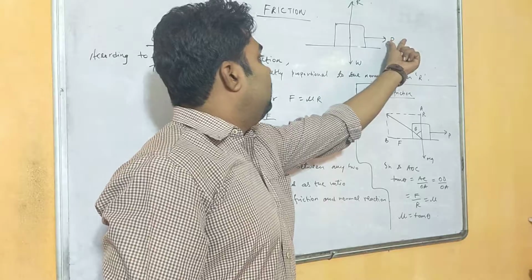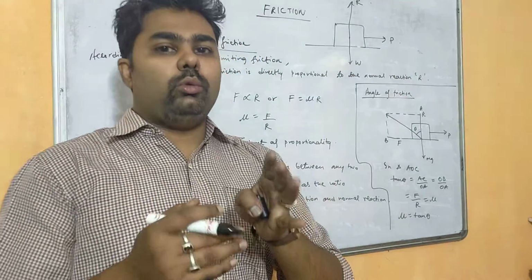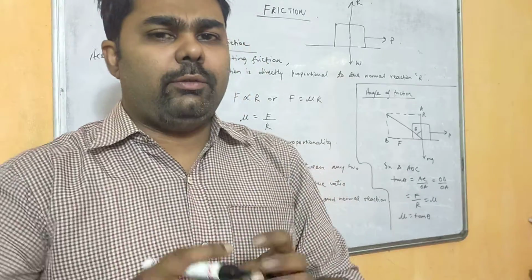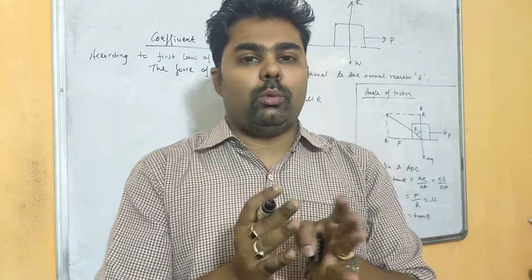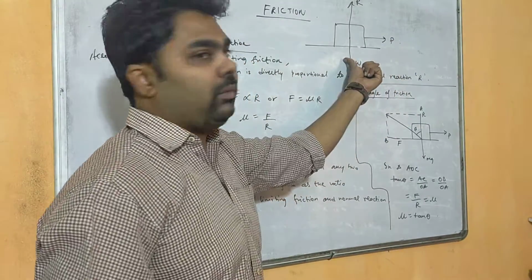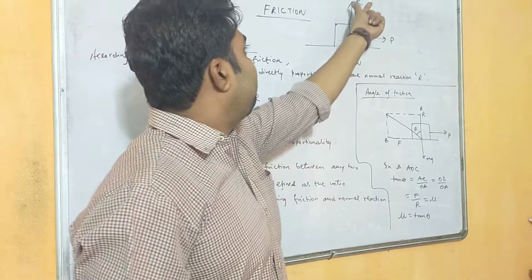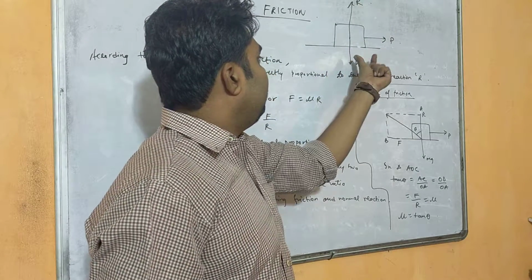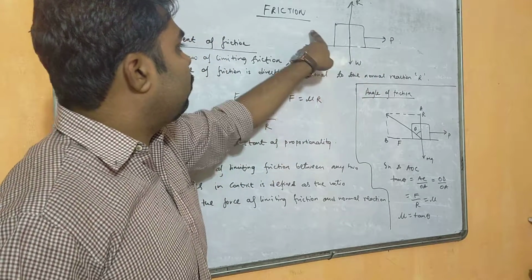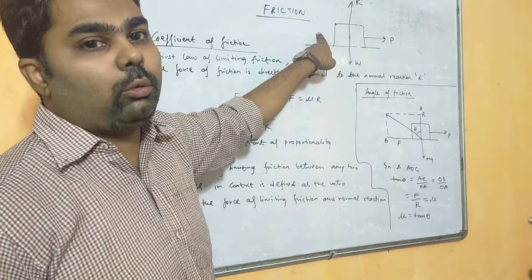That means this P is directly proportional to W. So you will require more force to move an object which is heavy, and less force to move an object which is lighter. So that means applied force depends upon weight. And as weight is acting in downward direction, weight is directly proportional to R. So this weight and the frictional force are also related. If weight is more, more frictional force will be acting.